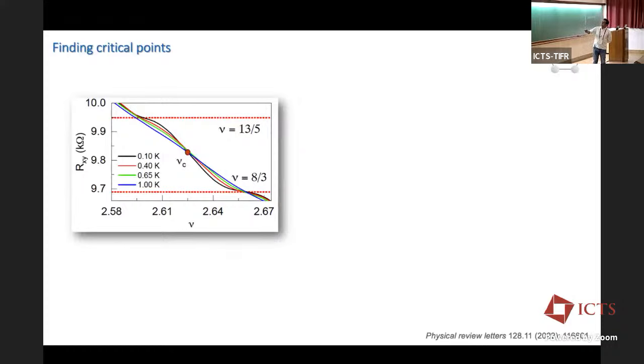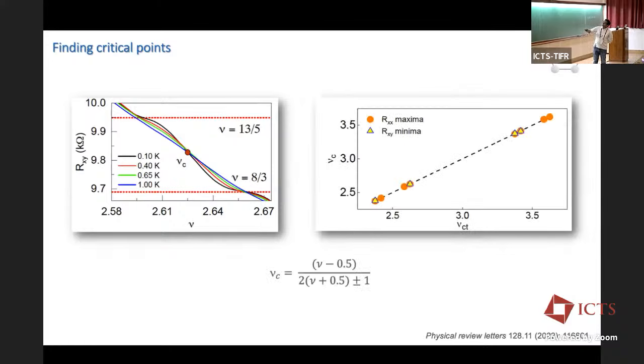You first identify the critical point where all these isotherms intersect. And this equation of the critical point is given from this equation. So this is the theoretical critical point. This is measured, and we see that they match exactly well. So, first test, there is a critical point between two transitions between two fractional quantum Hall states.